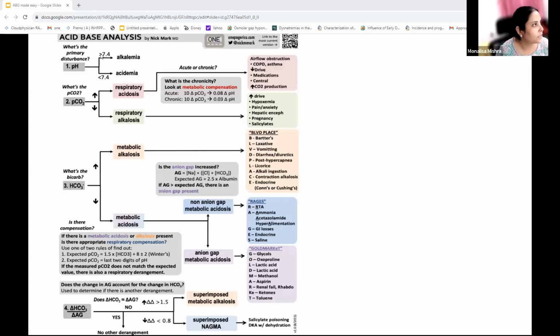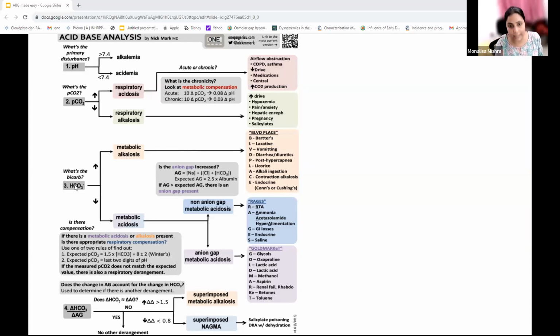Just a quick revision before we end this presentation. Always find out the pH first. If it is more than 7.4, it is alkalosis, and if less than 7.4, it is acidosis. Then you have to find out the PCO2. If PCO2 is high, it's respiratory acidosis. If PCO2 is low, it is respiratory alkalosis. Then you have to see the metabolic compensation. This is the formula. I've written it down so that you can just look at it and calculate. You don't have to remember.